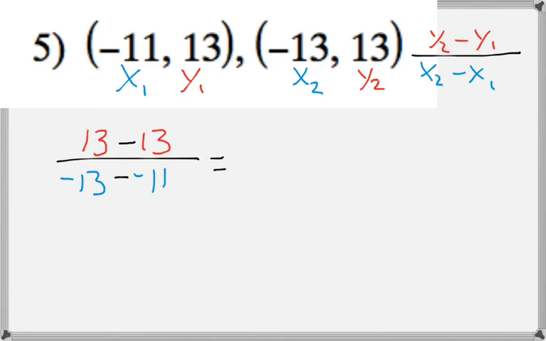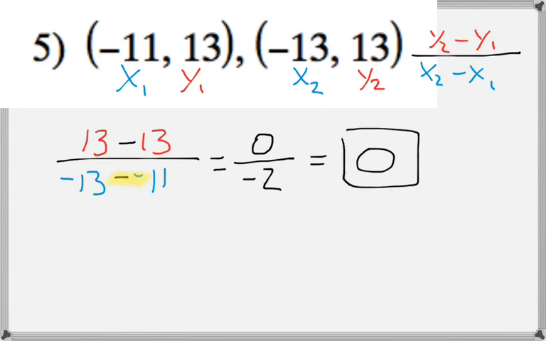In the numerator we have 13 minus 13, which gives us a 0. All over in our denominator we have a minus a negative, that becomes a plus. So -13 plus 11 gives us a -2. 0 divided by anything is a 0, so we have the slope of this line is 0, making it a horizontal line.